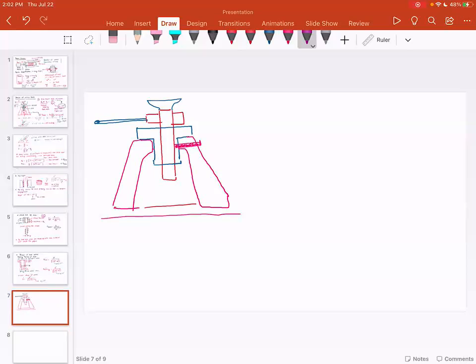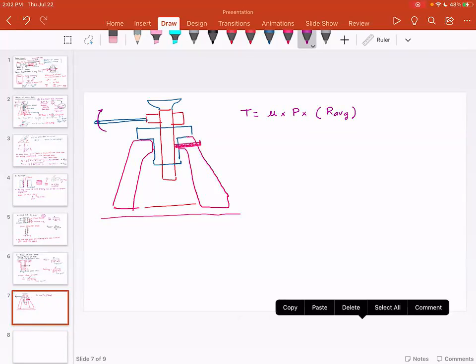Now, what we want to find out is the amount of torque that we need to apply to this handle so that the screw can go up or down. And this torque is given by T, which is given as mu times the load P multiplied by the average radius R, where R is the radius, and this radius is nothing but the outside radius minus the inside radius.